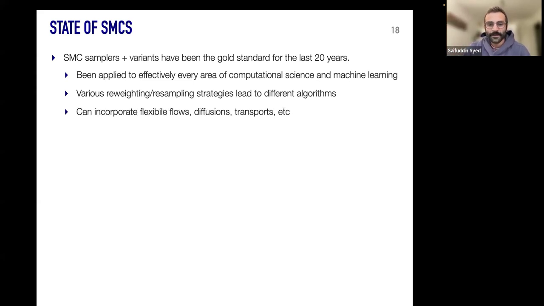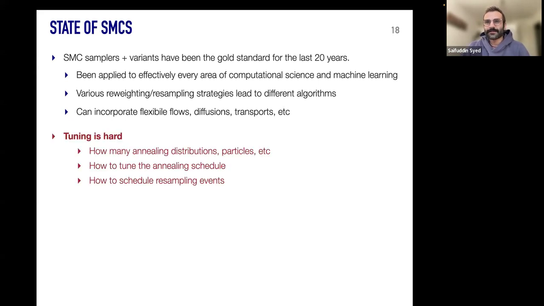And in particular, this is very relevant for modern machine learning, where you can also use sequential Monte Carlo samplers to incorporate flexibility into our sampling pipeline while still preserving the accuracy and correctness that we desire. So in particular, you can use this to incorporate flows, diffusions, transports, et cetera. So all of the work that I'm going to be talking about today actually applies in all of these different scenarios, but for the purpose of pedagogy, I'm going to be focusing on the classical case where you're just reweighting according to the likelihood ratio.